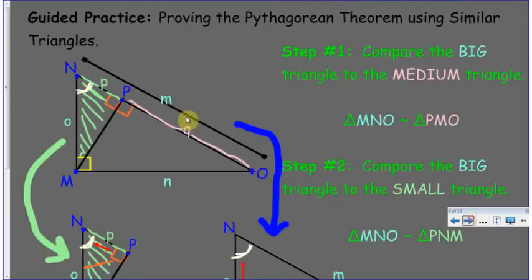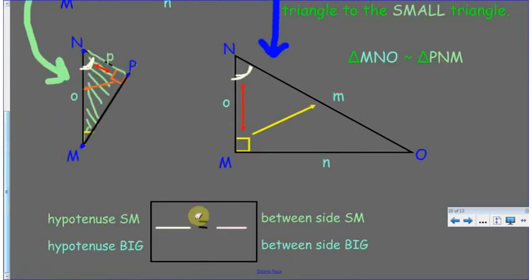So let's do what we did before. Let's set up a proportion. The hypotenuse in the small triangle is again across from the right angle, so that would be side O. The hypotenuse in the big triangle is again across from the right angle, so that would be side M. Then we'll look at the between side of the small triangle. So between the 90 degree and angle N is side P. Over here, the between side between the 90 degree and angle N is side O.